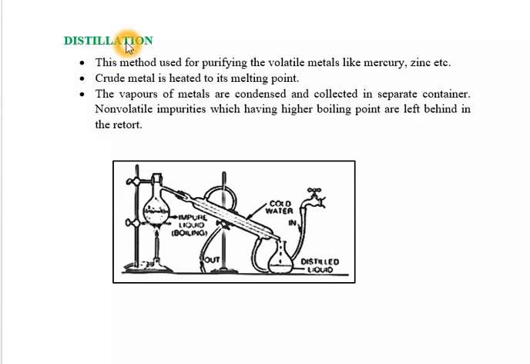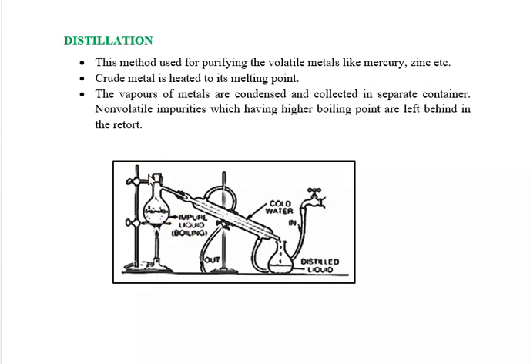Second is distillation. This method is used for purifying volatile metals like mercury and zinc. In distillation, you have to take the crude metal. It is heated to its melting point and boiled. The vapors of the metal get condensed and are collected in a separate container, and the impurity which is left behind, which has a higher melting point, stays in the heating container. This is the simple distillation technique.